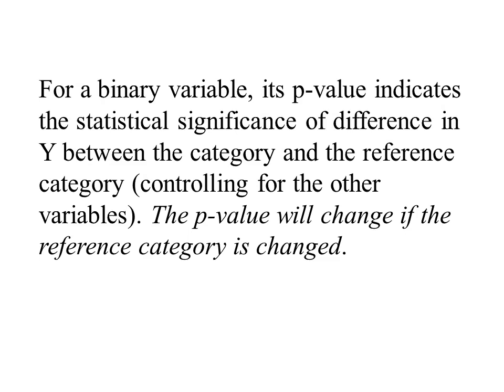If a binary variable for a category of a polytomous variable is used in the regression analysis, the p-value given to the coefficient for the binary variable determines statistical significance of the difference between the category and the reference category. So, if the reference category is changed, the p-value for the binary variable will change, too.